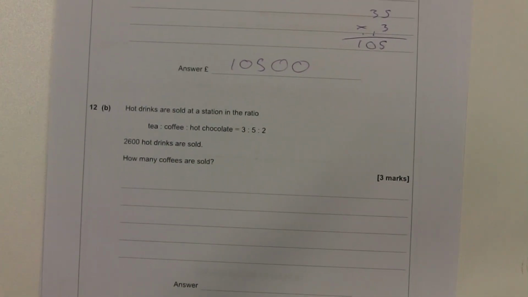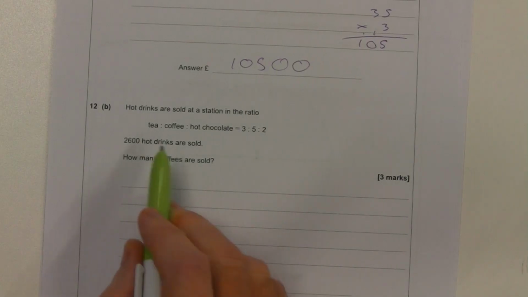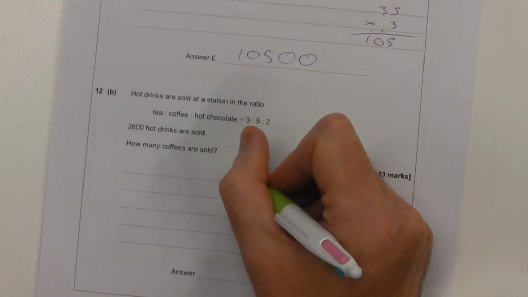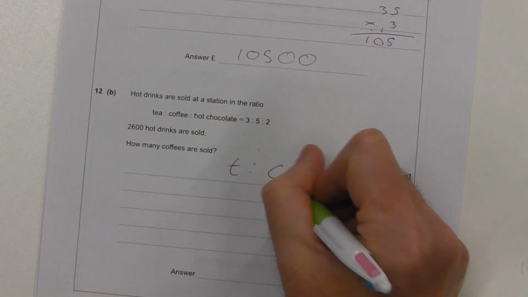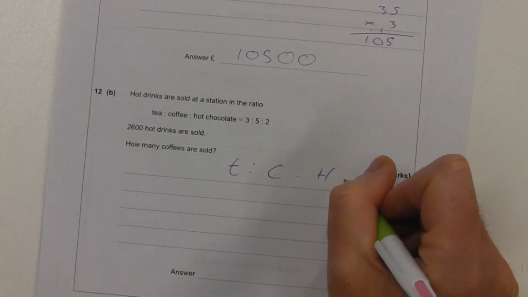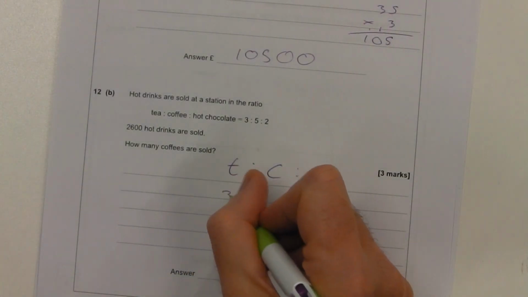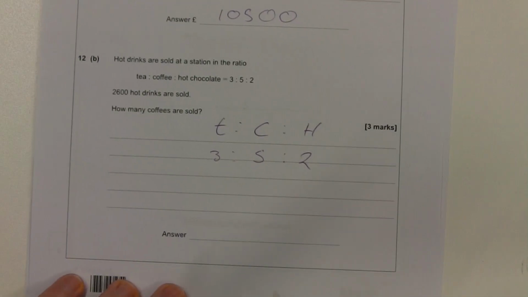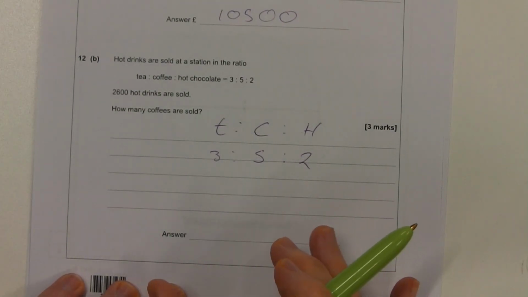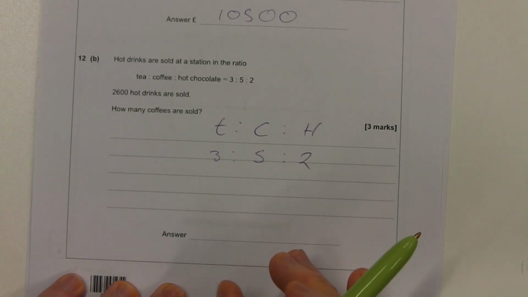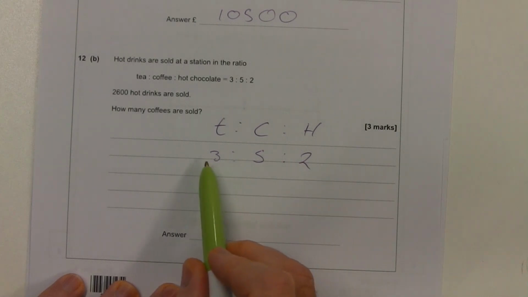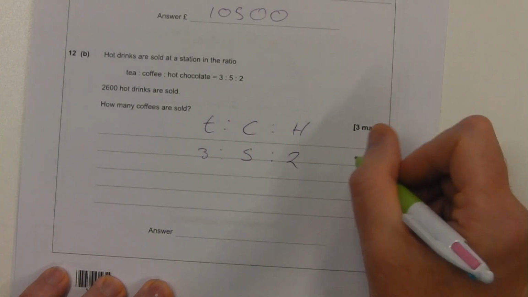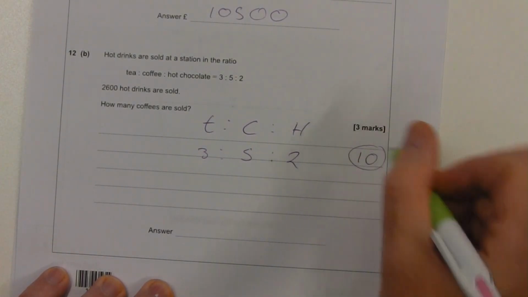This next one, we're into ratio. So we've got tea, coffee and hot chocolate. Now I'm going to rewrite that. Okay, so we've got tea, coffee and hot chocolate in the ratio of 3 to 5 to 2. And I'm laying this out because I know I saw a few mistakes on this question and I know where it comes from. First thing we need to do is total them up. So 3 plus 5 plus 2 gives us a total of 10.